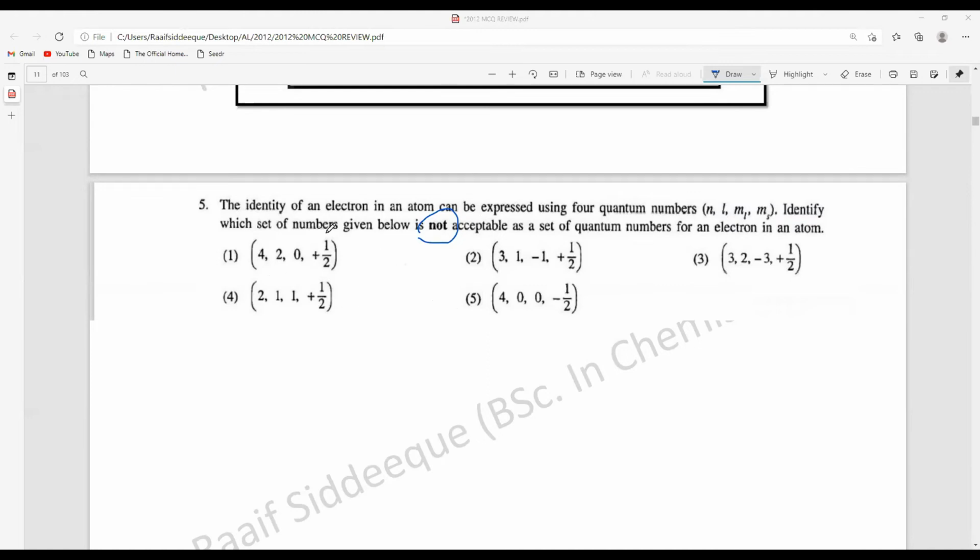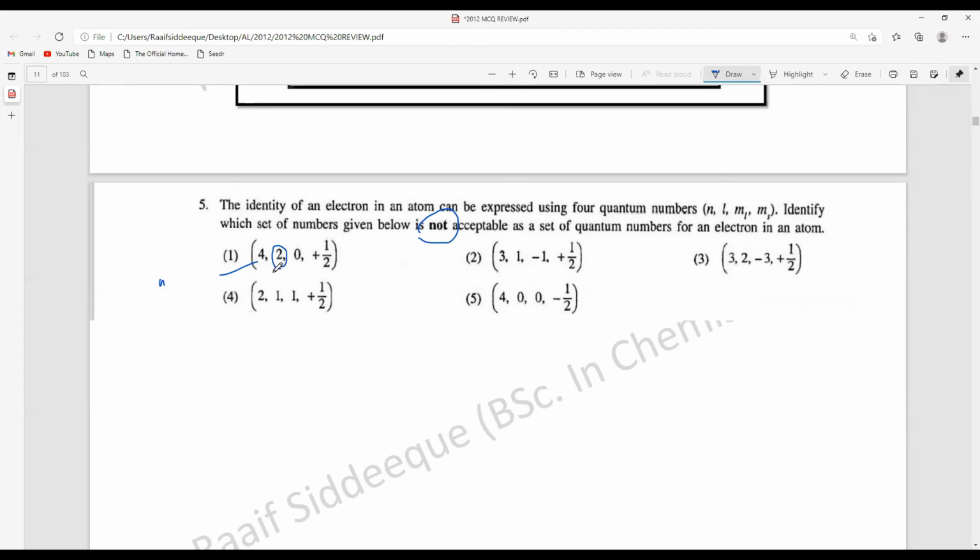For an example, we will take this one. Here, the first one, n is equal to 4. n is equal to 4 means you can have S, P, D and even F. Then what is l is equal to 2? Sorry, l is equal to 2 means it is a d electron.